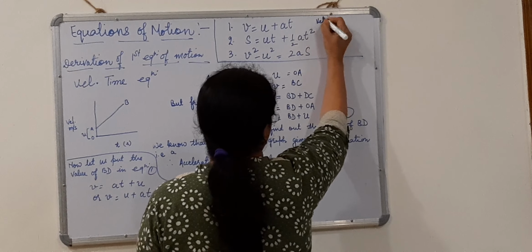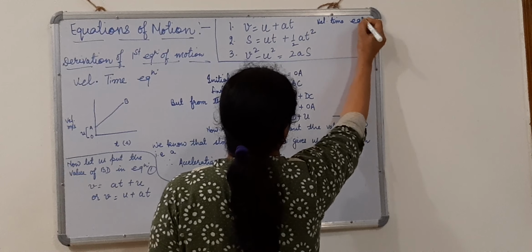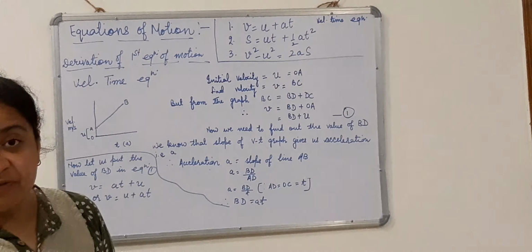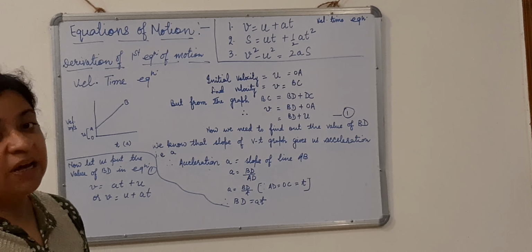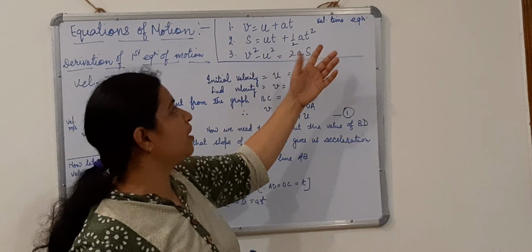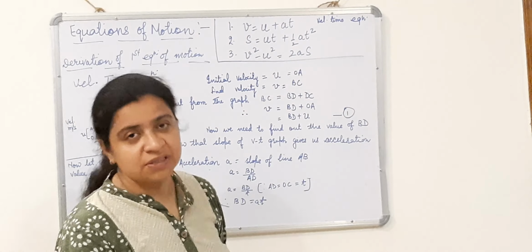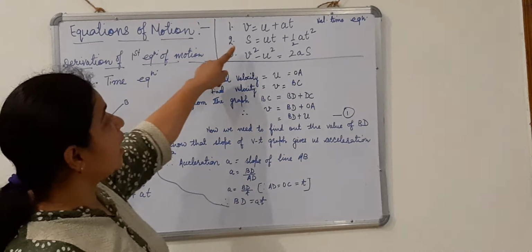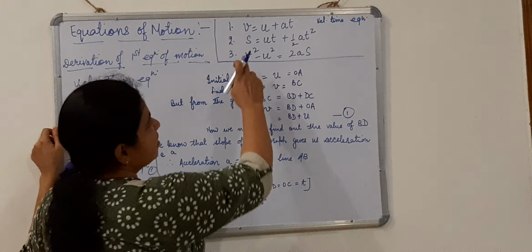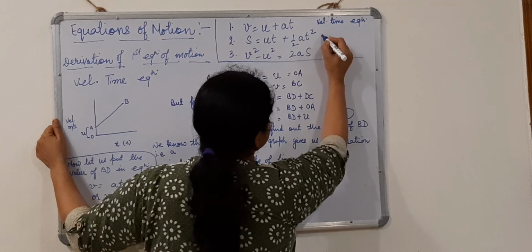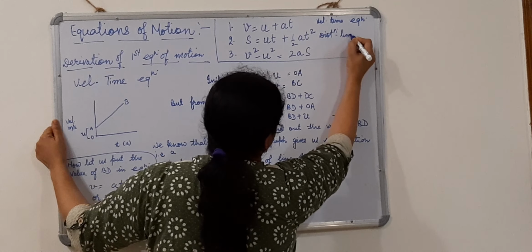Velocity time equation. If somebody asks you to derive the velocity time equation, they may not ask you to derive the first equation of motion. They may ask this way also. In the exam you may be asked to derive the velocity time equation. That means you have to derive the first equation of motion. The other name of our second equation of motion is, this is distance, distance time equation.